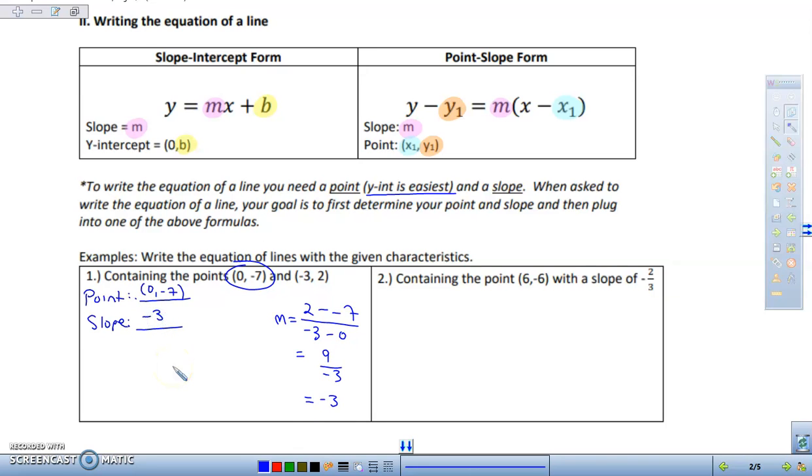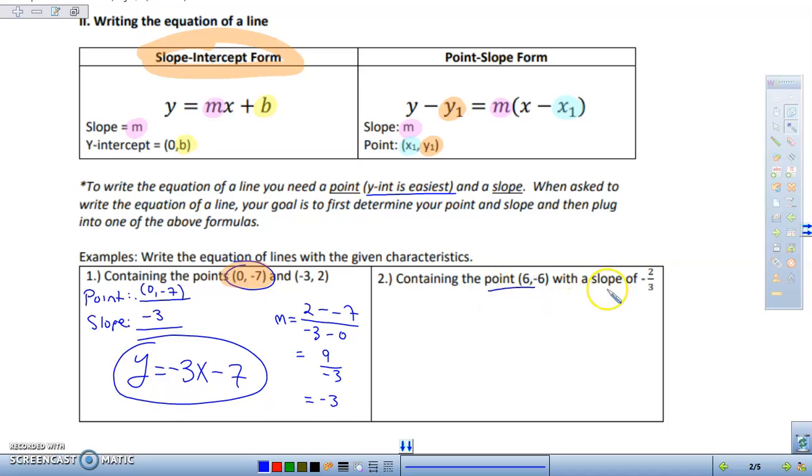Now, here's why it was so important in the beginning that I recognized that this was a y-intercept. Because now I can go back and use this formula, which is substantially easier to plug into. So check it out. All I'm going to do is plug in my formula, and I get y equals -3x minus 7. All I had to do was plug in my slope of -3 and my intercept of -7, and I have my equation.